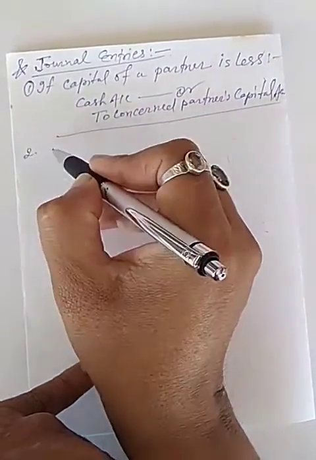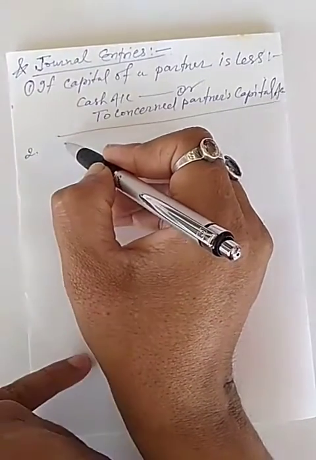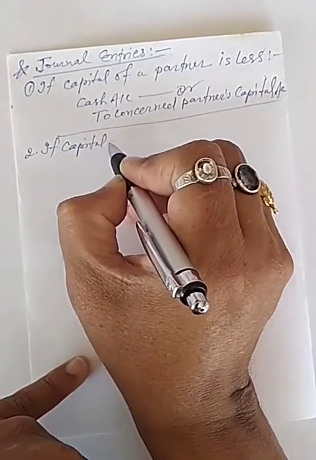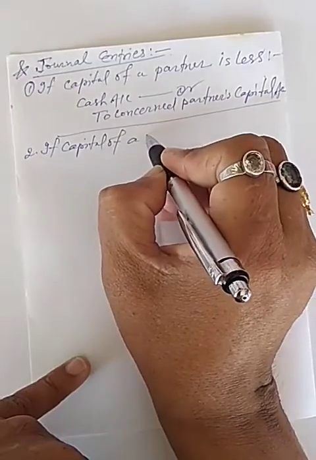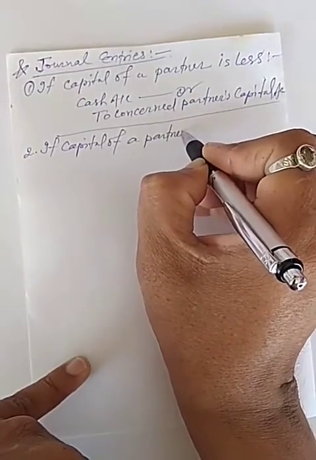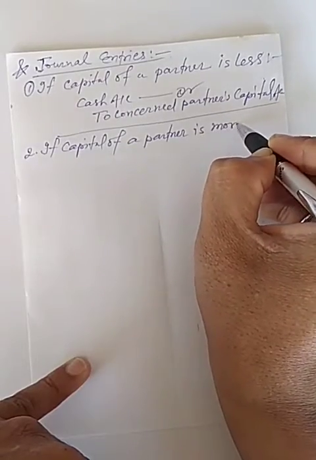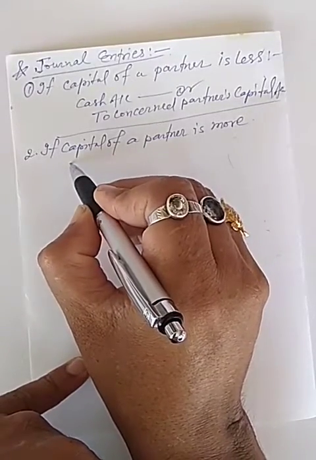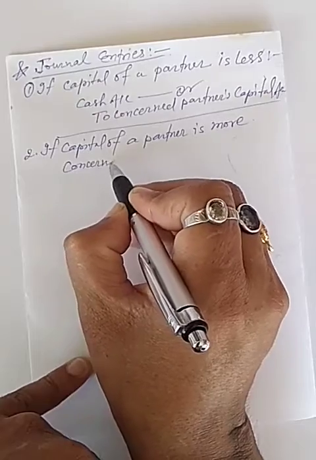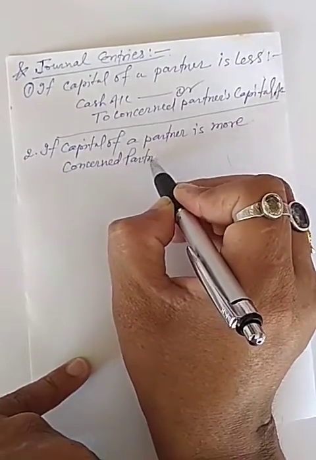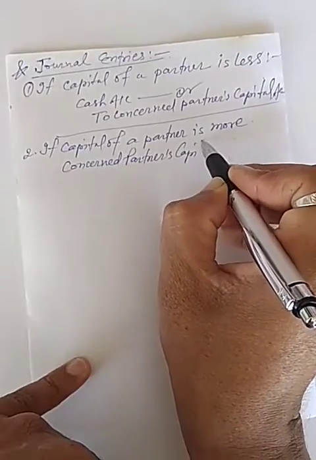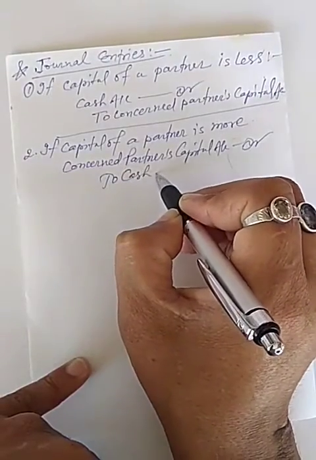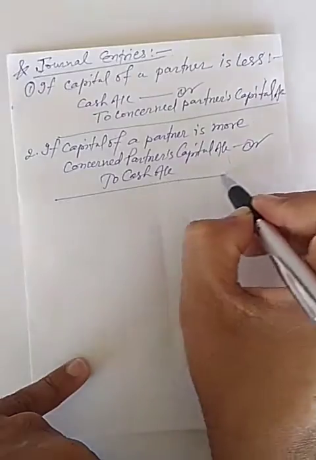And in the second journal entry, if the capital of a partner is more, they will withdraw from the firm, so the journal entry will be: Concerned partner's capital account Dr. to cash account or bank account.